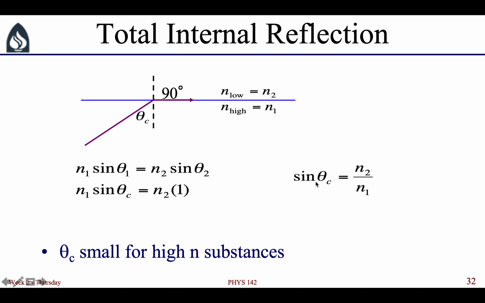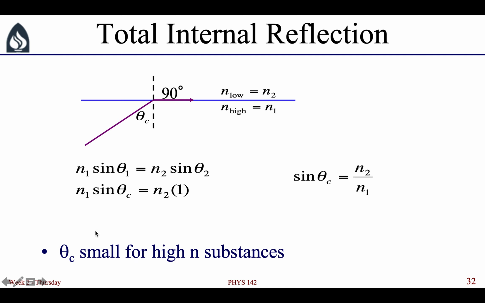So the sine of that critical angle will be the ratio of n2 over n1, the low index of refraction material over the high index of refraction material. And if you happen to get these two mixed up and put the high index of refraction on top of the lower one, if you take the inverse sine of that, your calculator will yell at you and won't let you do it. So the low index of refraction material always goes on top because that gives you a valid angle. So the critical angle is smaller for high index of refraction substances.